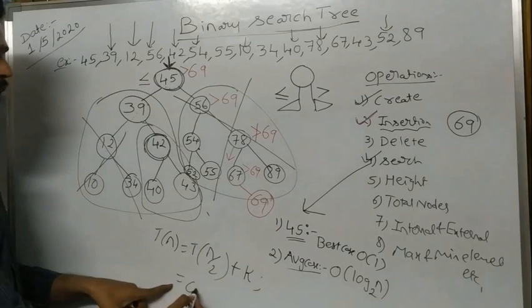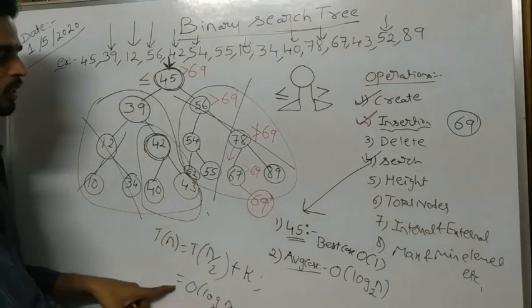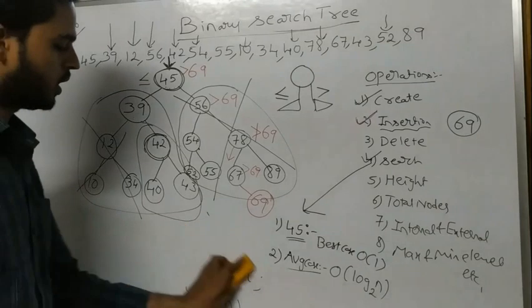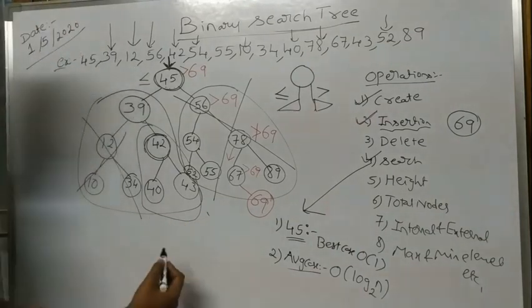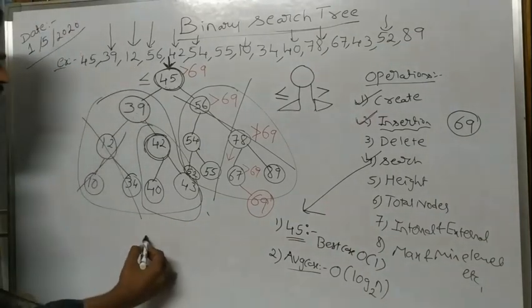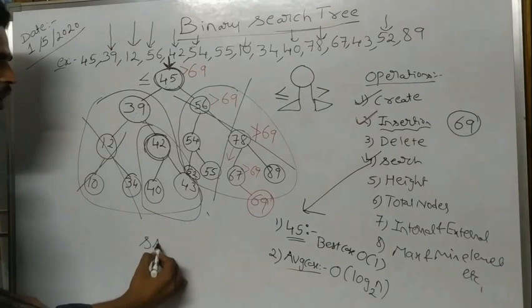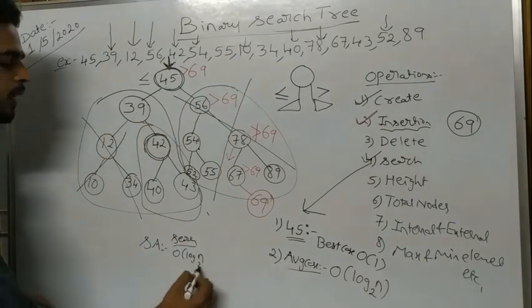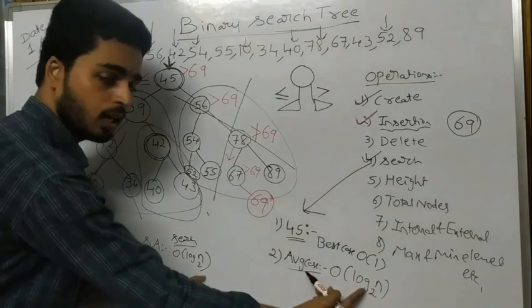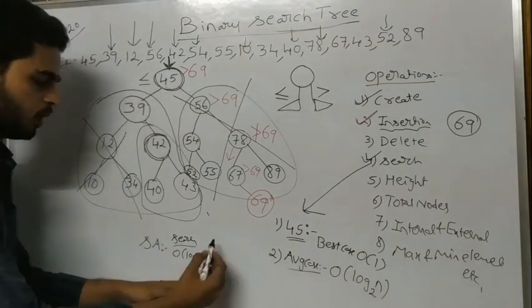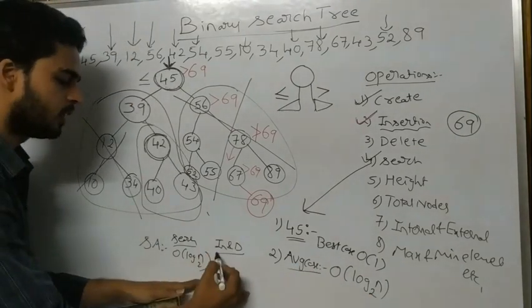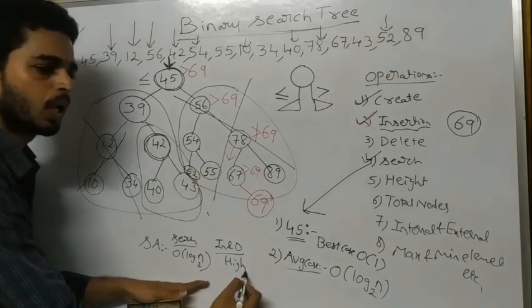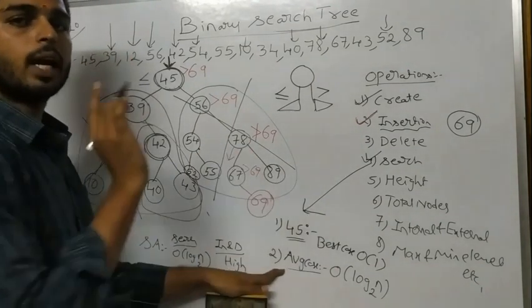Then if you solve this problem, you will get a time complexity of big O of log n base 2. So what I said in the starting, if you take a sorted array, searching is big O of log n base 2. So binary search tree searching is big O of log n base 2. What about insertion and deletion? Insertion and deletion in an array takes high time. But here, it is going to take big O of log n base 2 only.